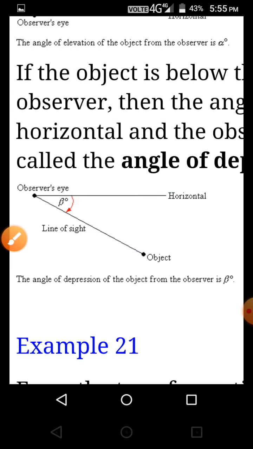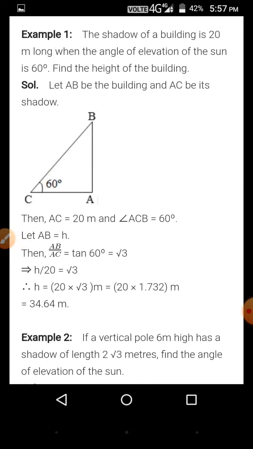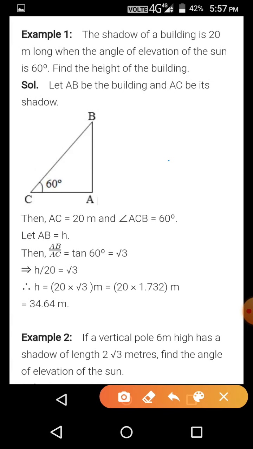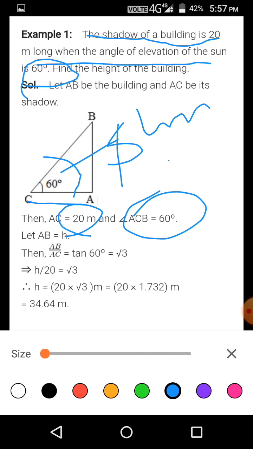Okay, and next, let's look at some solved examples to understand how it is used in the application of trigonometry. I am reading it out here. The shadow of a building is 20 meters long when the angle of elevation of the sun is 60 degrees. This is the 60 degree sun's altitude. This is the shadow length AC. This is the building AB. So AC is equal to 20 meters and angle ACB is 60 degrees, as you can see here. Let's see how he has done the calculation.